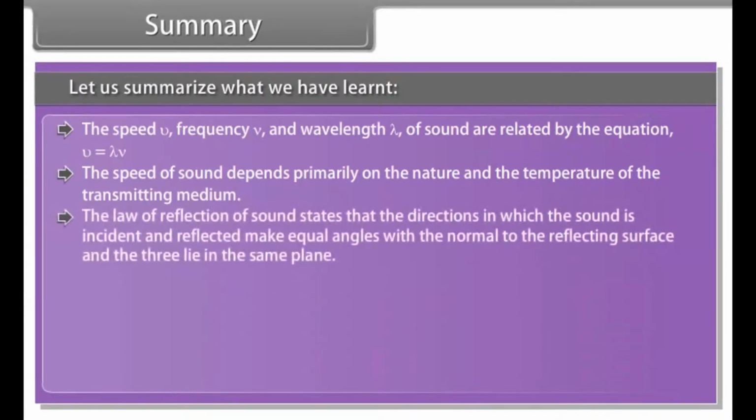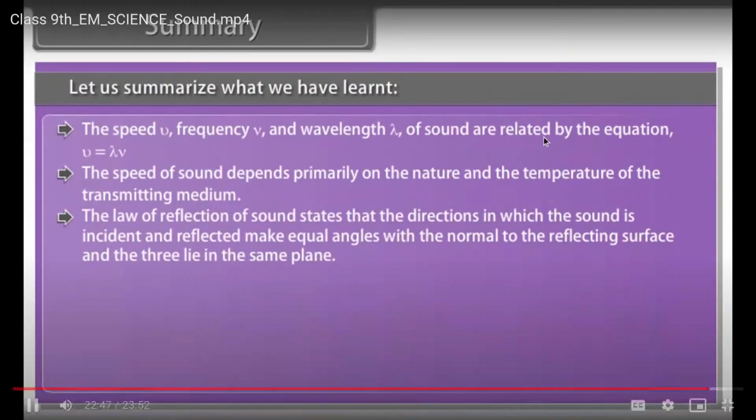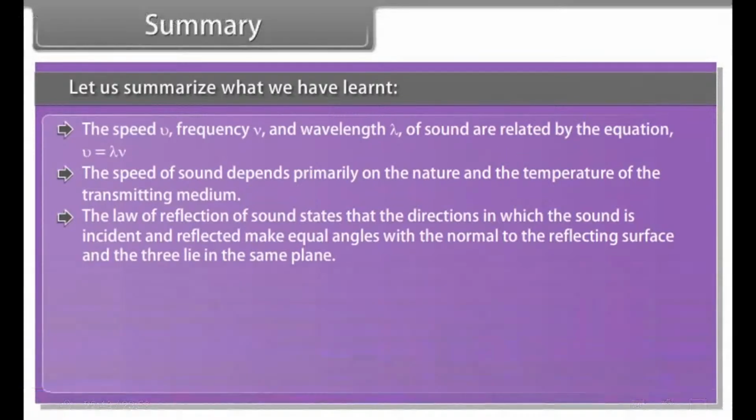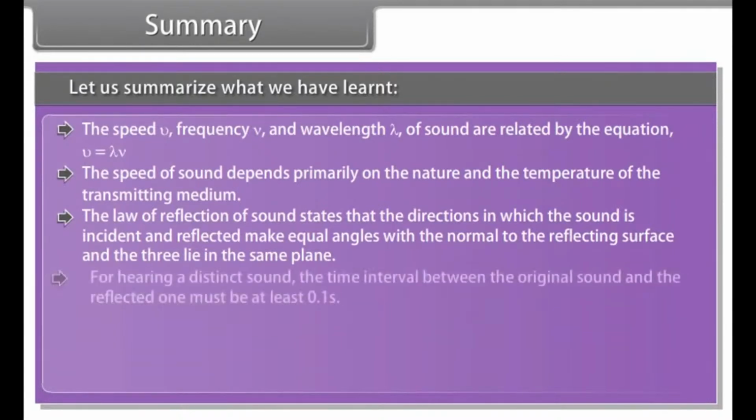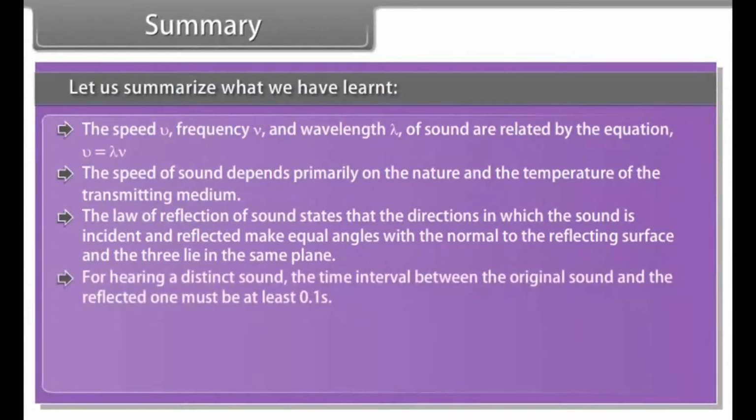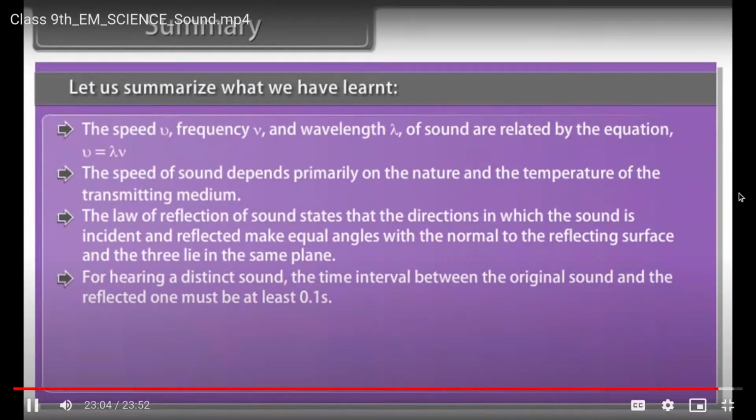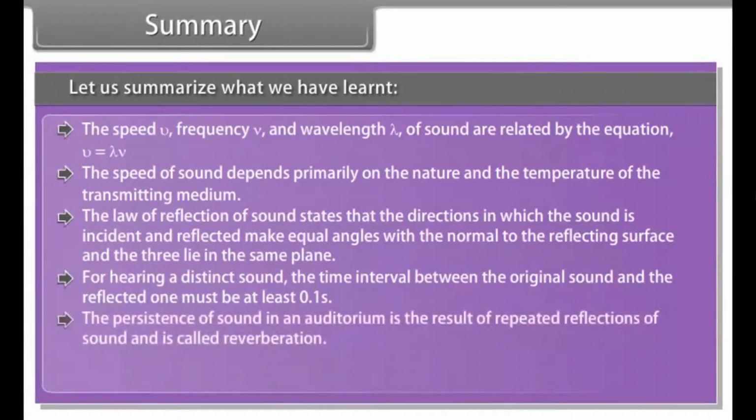The law of reflection of sound states that the directions in which the sound is incident and reflected make equal angles with the normal to the reflecting surface, and the three lie in the same plane. For hearing a distinct sound, the time interval between the original sound and the reflected one must be at least 0.1 second. The persistence of sound in an auditorium is the result of repeated reflections of sound and is called reverberation.